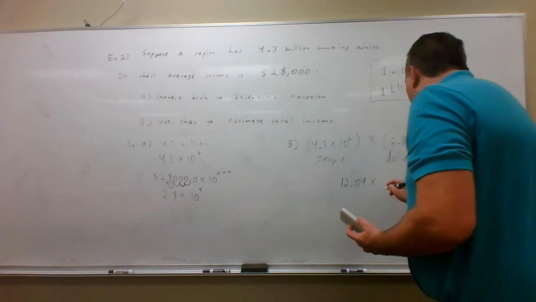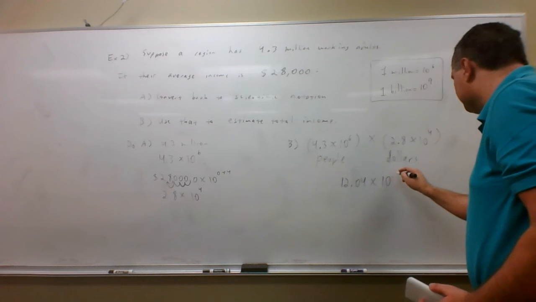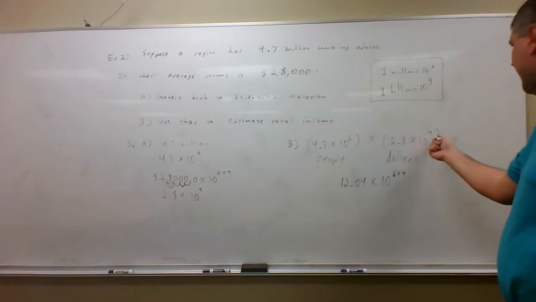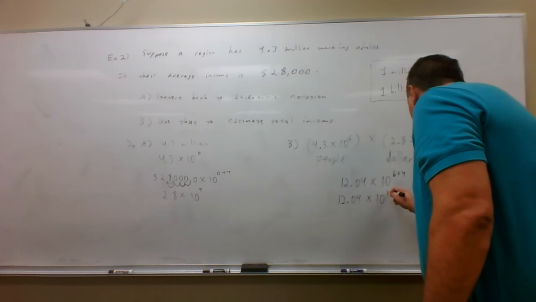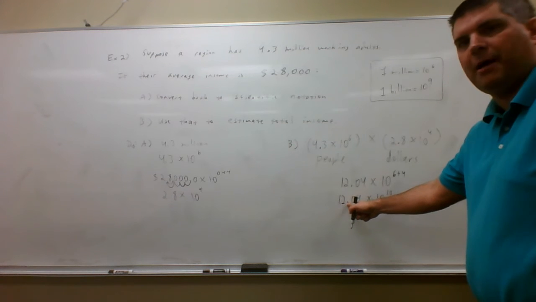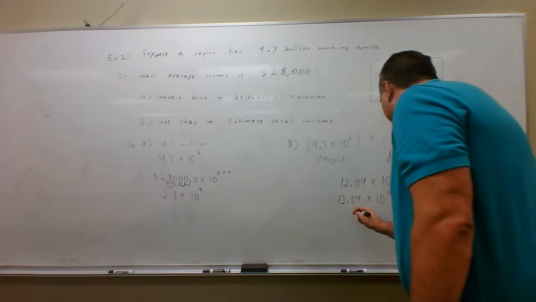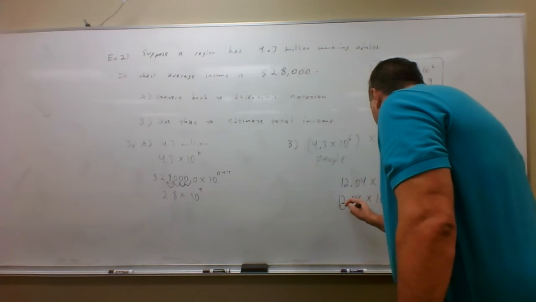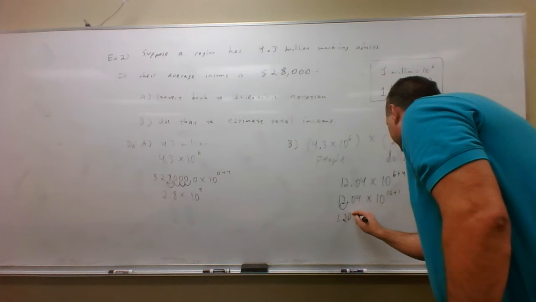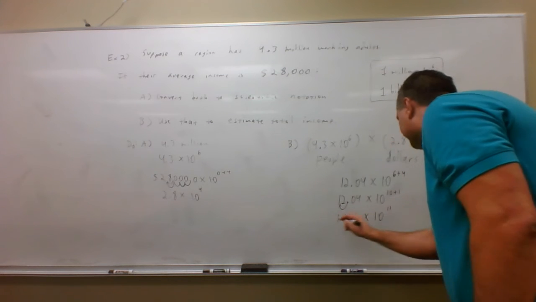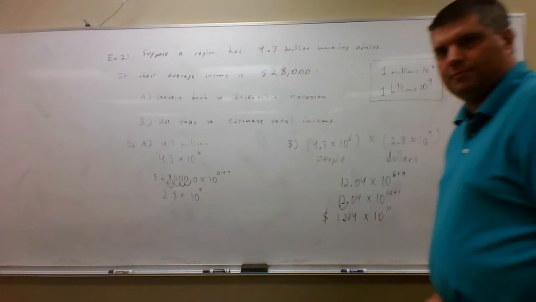12.04 times 10 to the 6 plus 4th, because when you multiply, you can add the exponents. So I have 12.04 times 10 to the 10th. However, this decimal must be strictly less than 10, and it's not. So, to the left 1 place, we go up 1. So that's 1.204 times 10 to the 11th dollars.